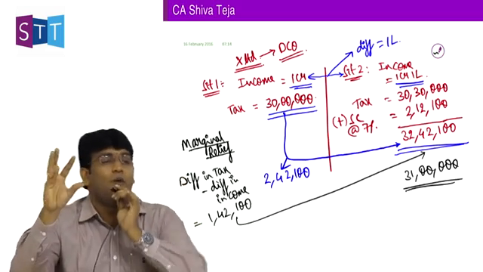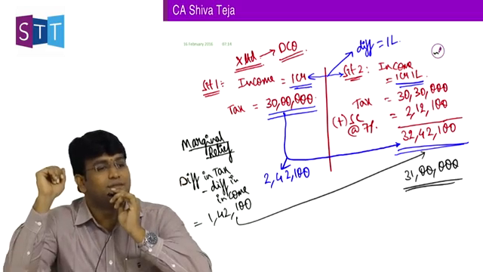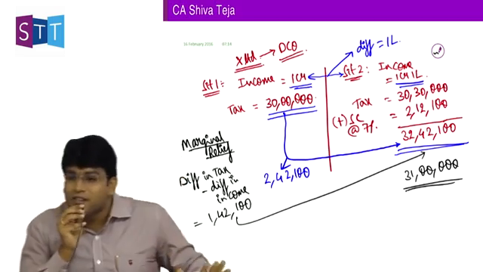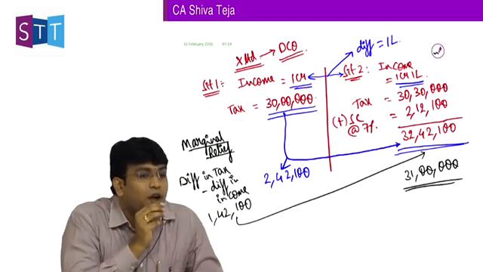Don't pay that extra 1,42,100. Are we understanding, friends? Government is telling: extra you earned 1 lakh, that 1 lakh you pay as tax. Don't pay that extra 1,42,100.